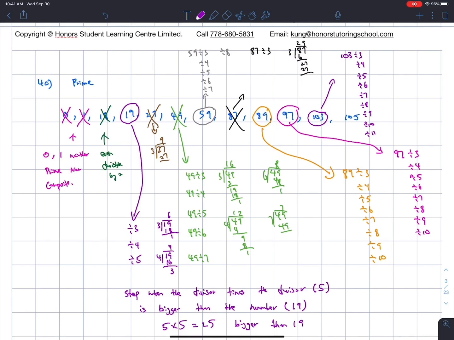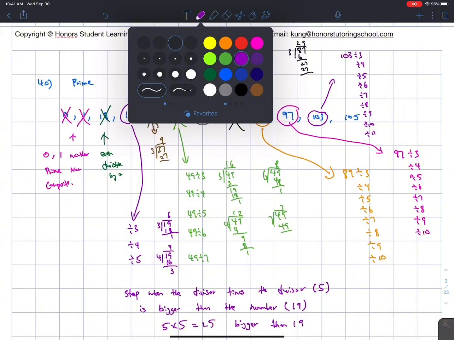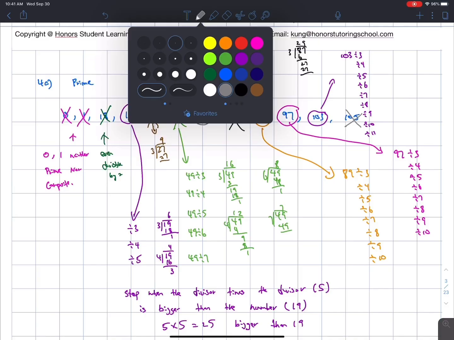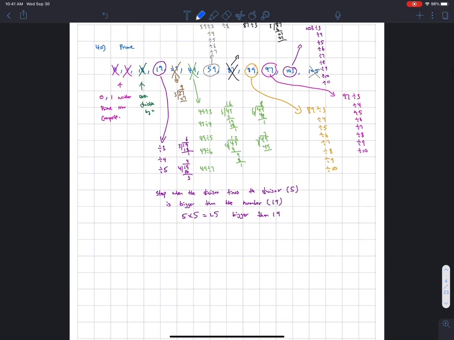And finally, 105, because it ends with a 5, is going to be divisible by 5. So all the circle numbers are going to be the prime numbers. So my answer is 19, 59, 89, 97, and 103 are prime.